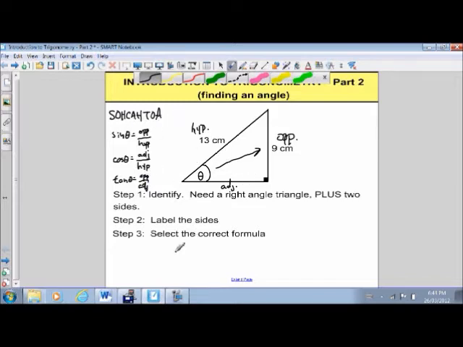So we've got SOHCAHTOA. We have to select the correct formula, and to do that we're just going to look at what pieces of information we have. In this case we've got the opposite side, which is 9, and we've got the hypotenuse, which is 13, so we're going to use our sine formula in this example. So I'm going to write out the sine formula. Sine of our angle equals opposite over hypotenuse.